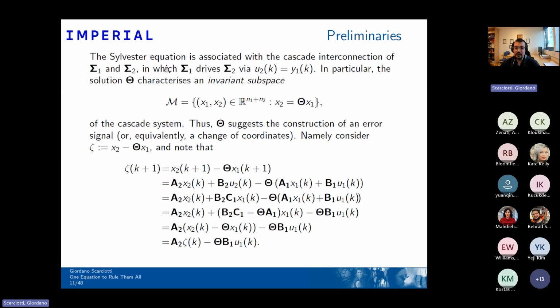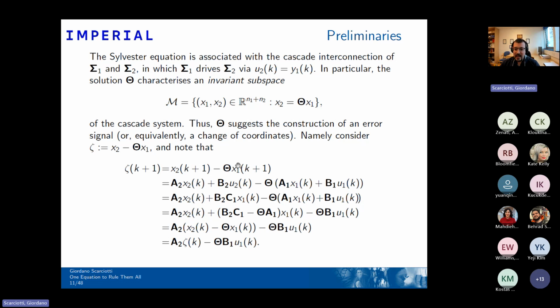Now, when I interconnect these two systems, as I said, we're going to induce an invariant subspace, which is given by all the points x1, x2 that satisfy the equation x2 equal to theta x1, where theta is the solution of the Sylvester equation. Without assuming additional properties on A1 and A2, I'm going to define a new coordinate, which is the distance from the subspace, x2 minus theta x1. I call this distance zeta, and then I compute the dynamics of zeta, so I compute zeta of k plus 1. We are in discrete time here because we're going to do a data-driven approach.